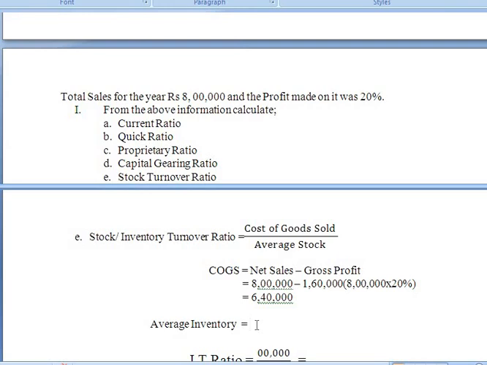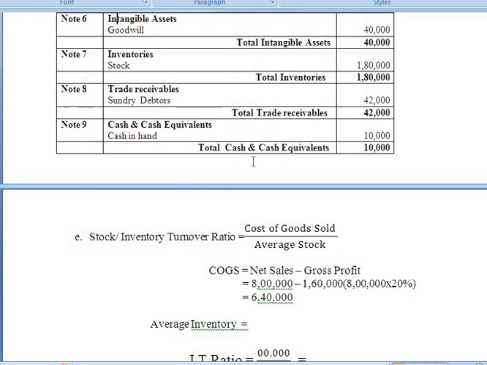Usually how do we calculate average inventory? We take opening stock and closing stock, we add both the values, and then we divide by 2, opening stock plus closing stock divided by 2, and we get average inventory. But here we don't know the amount of opening stock and closing stock. They have just given the amount of stock, which means that whatever amount of stock is given, that is the average stock. So 1,80,000 will be the average stock.